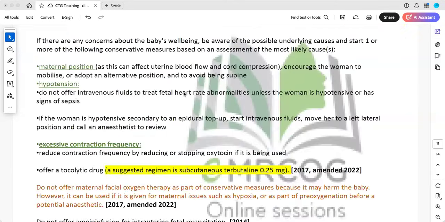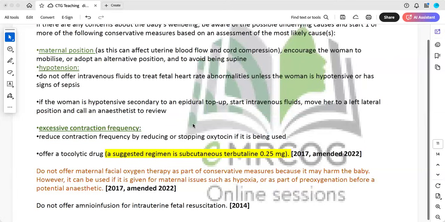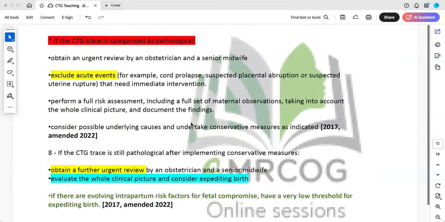What if I have a pathological CTG? Pathological CTG means I need urgent review by an obstetrician and a senior midwife. I need to exclude acute events, for example, cord prolapse, suspected placental abruption, or suspected rupture of the uterus that need immediate intervention. Otherwise, perform a risk assessment, take maternal observations, and consider possible underlying causes. Undertake conservative measures as indicated.